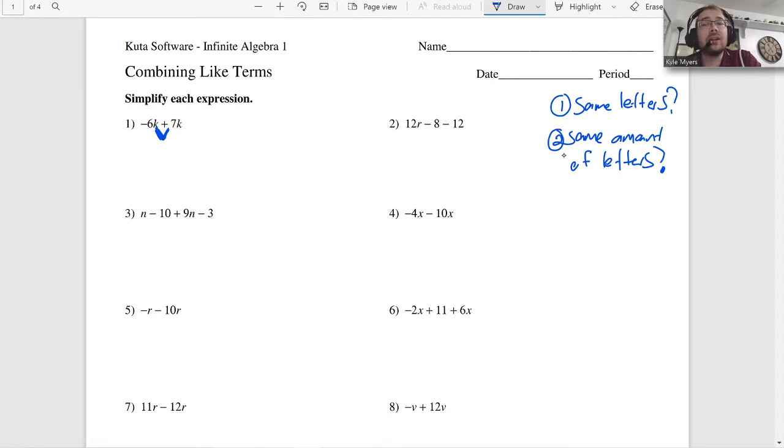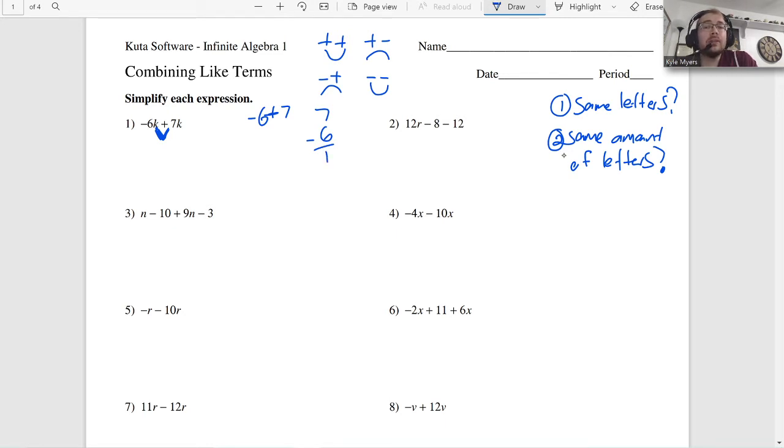So these two are like terms. Therefore, I can put them together. So I would actually say, okay, well, what's negative 6 plus 7 then? Which means I want to subtract, since the signs are different. We talked about this in another video, right? If I have two signs and they are opposite signs, I'm going to be subtracting. It's always easiest to just subtract the smallest number from the biggest number. So I'm going to do that. 7 minus 6, that's easier than negative 6 plus 7 to think about, right? So 7 minus 6 is 1.